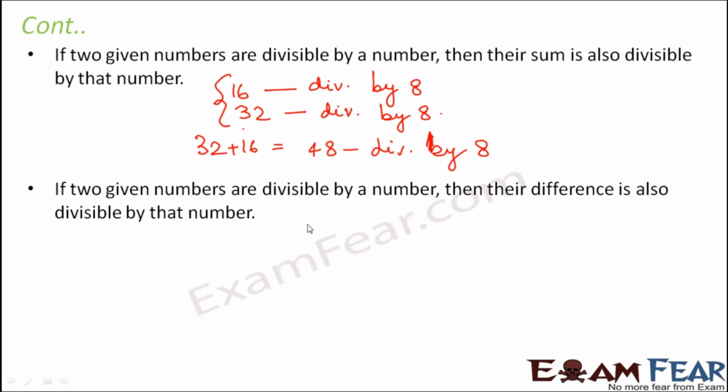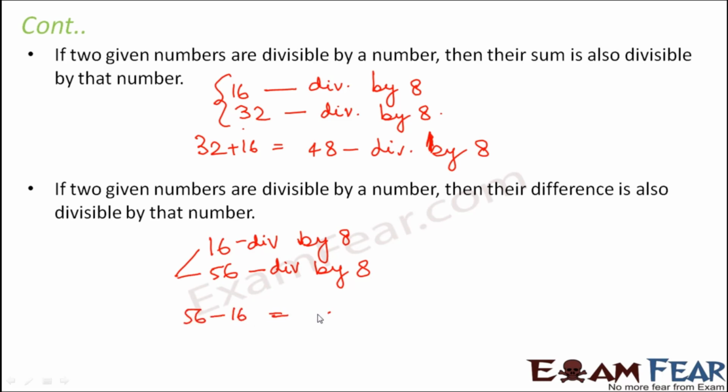Rule number 4. If two given numbers are divisible by a number, then their difference is also divisible by that number. So again, let's take an example. Let's say 16 is divisible by 8. We take some other number now. Let's say 56 is also divisible by 8. Now when you look at the difference between 56 and 16, which is equal to 40, this 40 is also divisible by 8. So if two numbers are divisible by a particular number, then the sum of those numbers is also divisible. The difference of those two numbers is also divisible by 8.